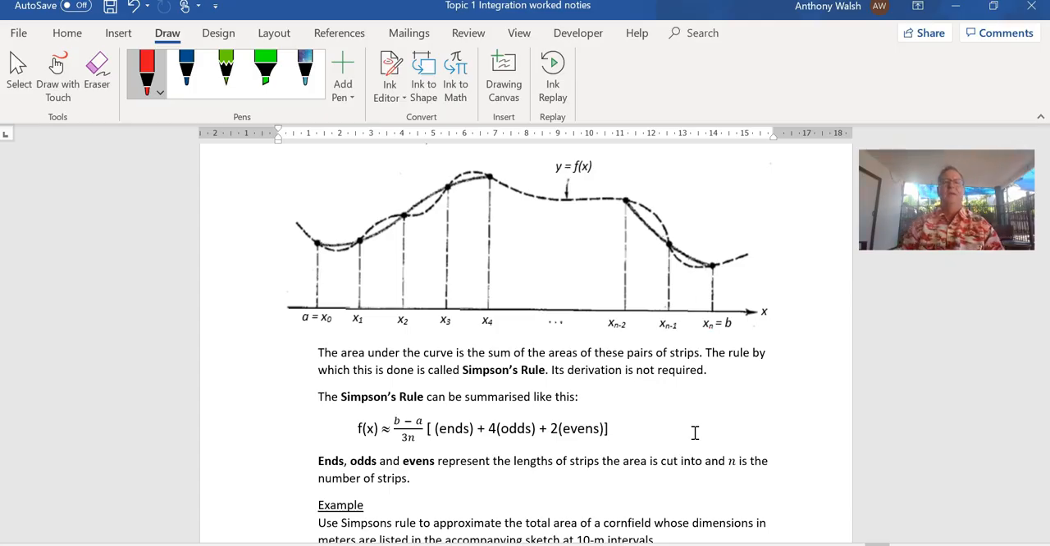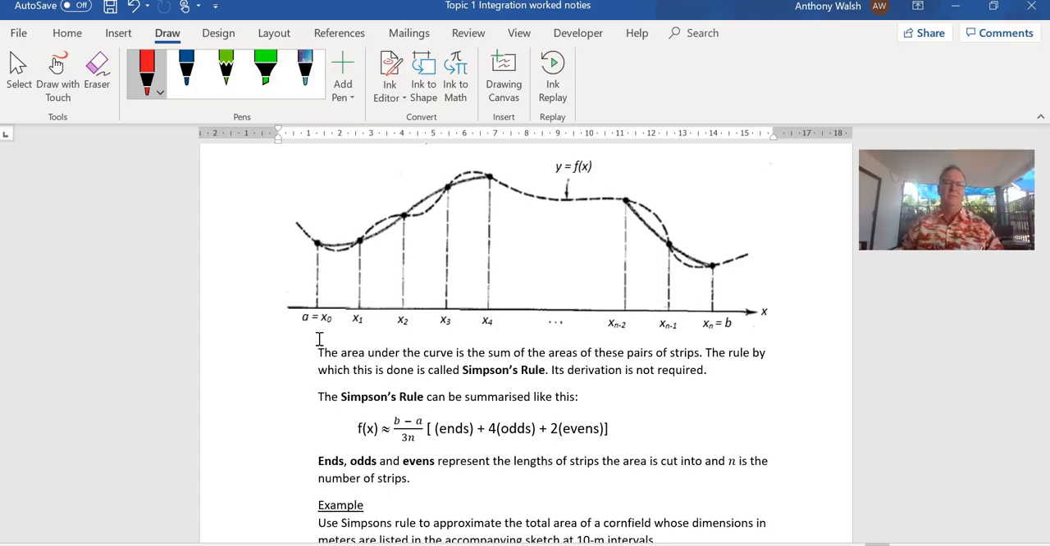For example, if I was to take this function here, y is equal to f(x), and divide it so that I make lengths. So the first strip is between x equal to x0 and x1. That length x0 represents an end length. x1, on the other hand, represents an odd length, as x2 would represent an even length. Now at the other end of my strip, xn, which is the end length at the other end, that again represents an end length.